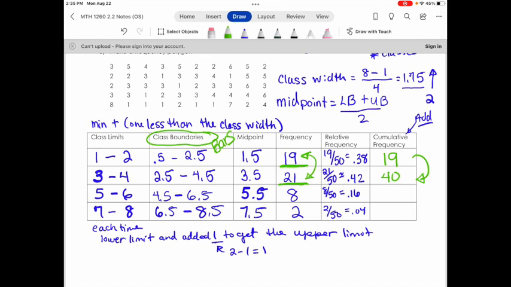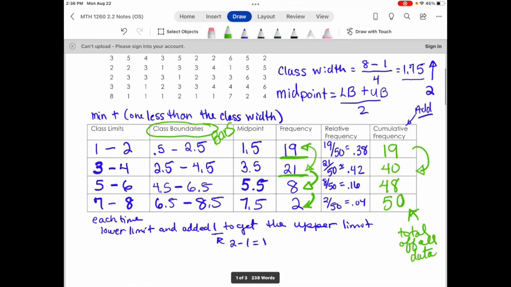Then I'm going to do the same thing, and I'm going to add it to 8. So the cumulative frequency for the next class is going to be 48. Everything up to that point is added up. Then when I get to the last class, I'm going to add in the 2, which gives me a 50. Now this value here should always be the total of all data values. If this comes out to be incorrect and it's not the total data values that you have in your data set, then you missed a value somewhere. So it's also another way that you can check your answers.